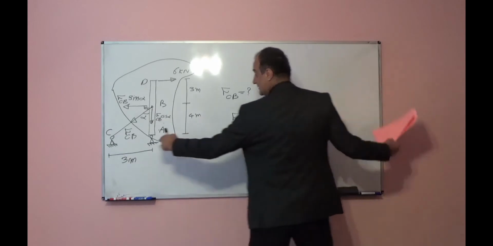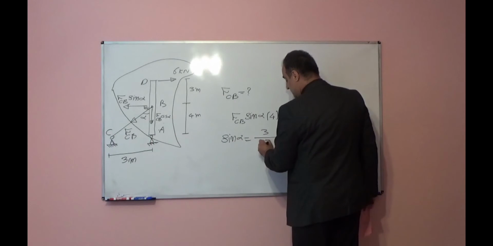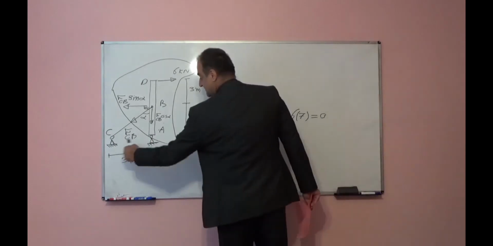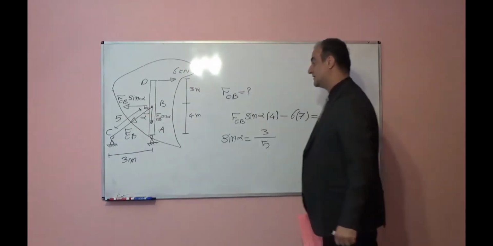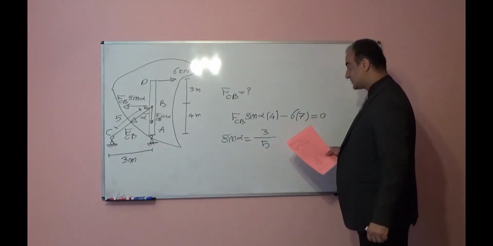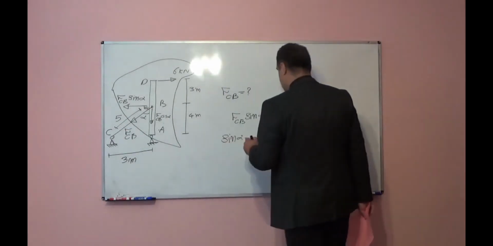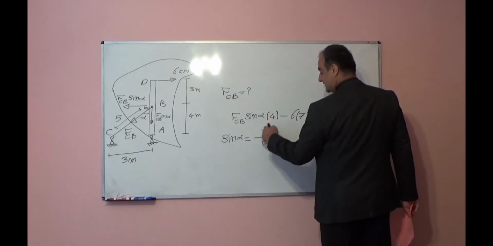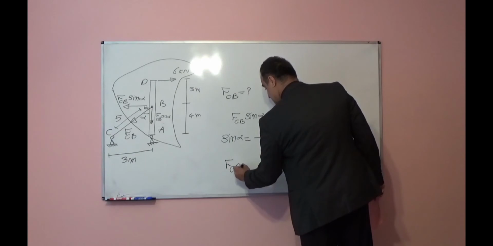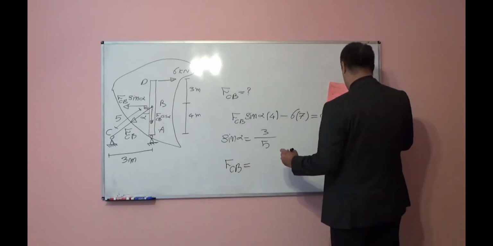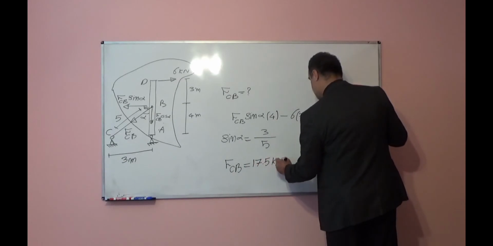Sine alpha here, it is clear in this triangle, sine alpha will be equal to 3/5, because if this is 3, this is 4, this length will be 5, the length for cable. So in that triangle we can find sine alpha is equal to 3/5. I can plug instead of sine alpha 3/5. From here I can find FCB. FCB will be equal to 17.5 kilonewton.